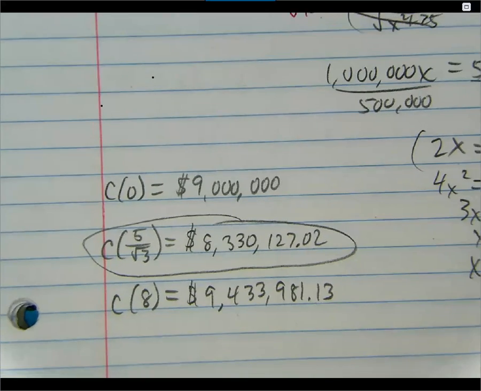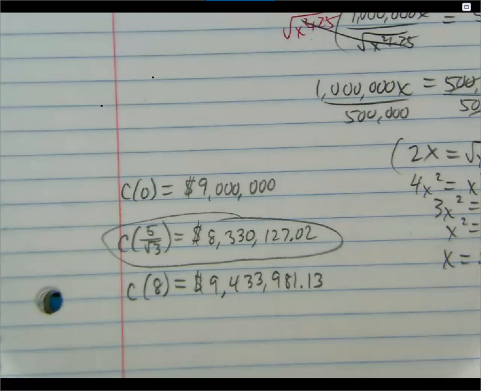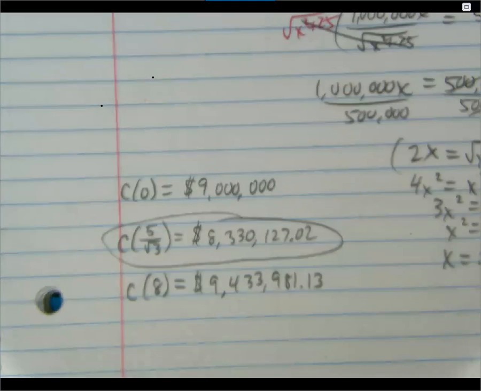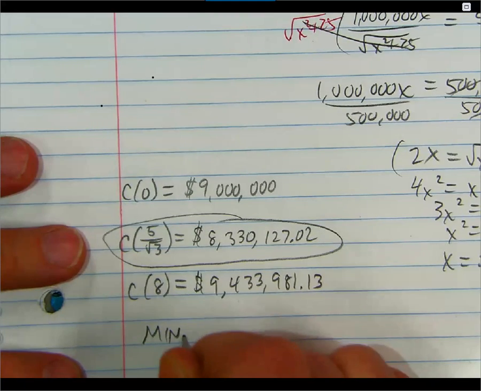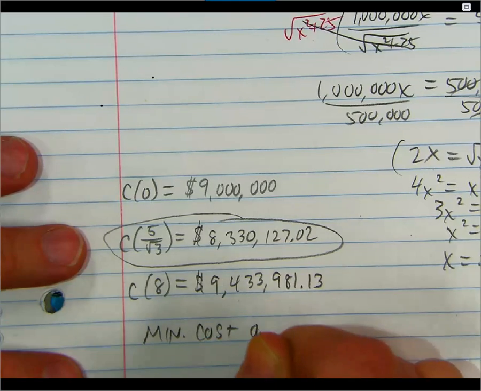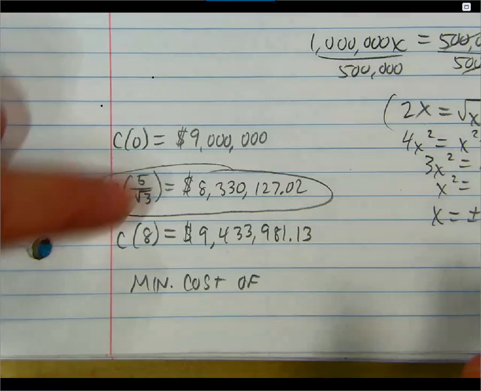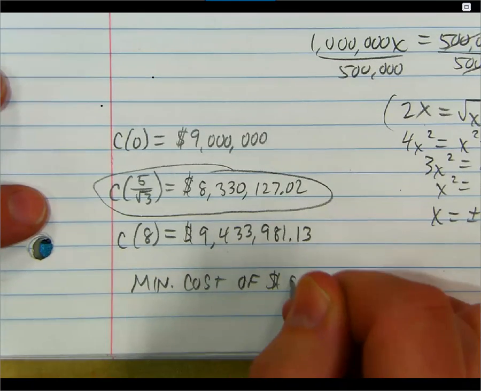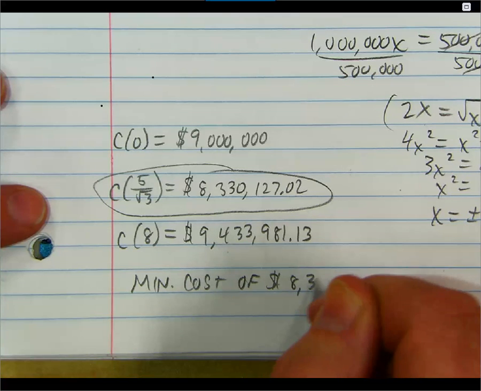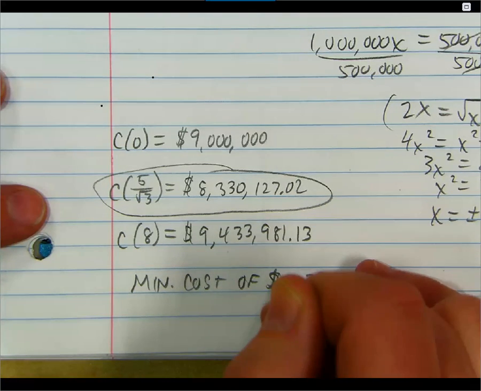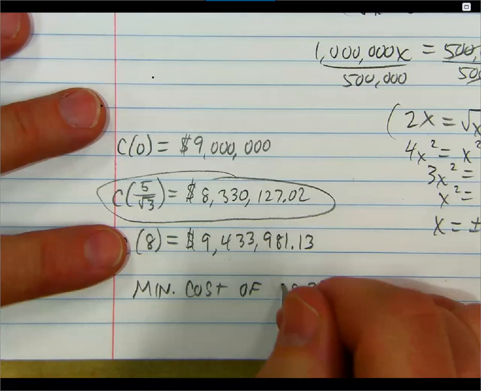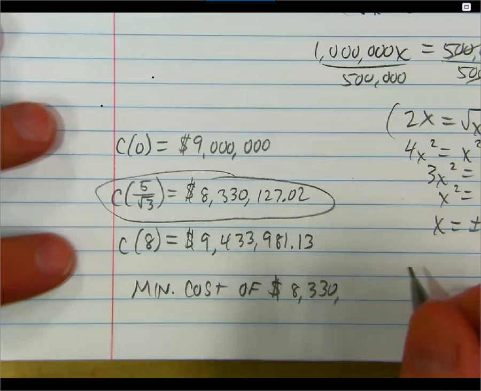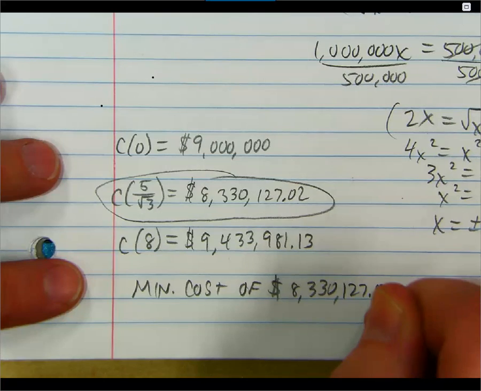So let's answer the question. The question was, where should the point P be located to minimize the cost of laying the pipe? So let's say this. Minimum cost of, copy that mess down, $8,330,127.02. That is an ugly dollar sign. Let me fix that.